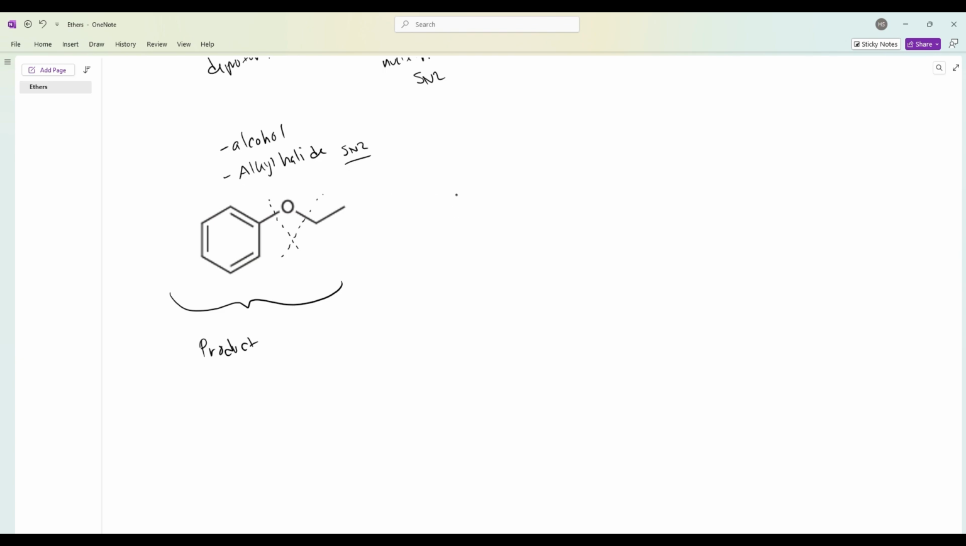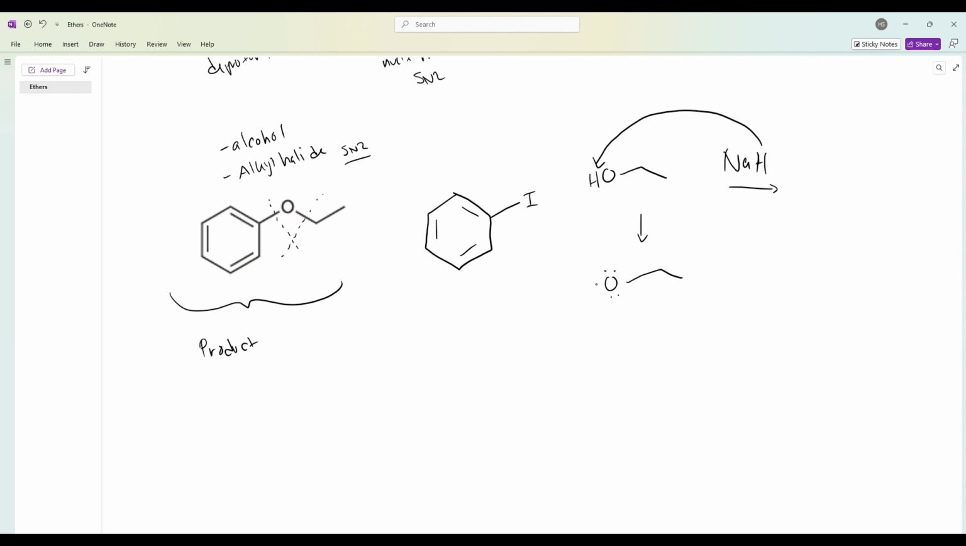right? So let's say, for example, we choose to keep the halide on the phenyl, right? And we have iodide attached to it. And then we have the alcohol part of it attached to the ethyl group, right? The first thing we're going to do here is deprotonate with our strong base, like so. And that's when we have our nucleophile set up for an SN2 reaction.